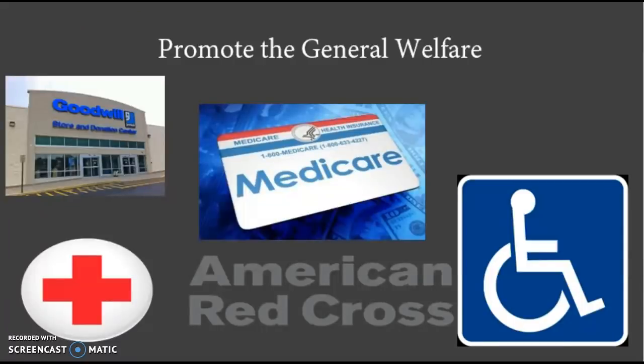Our next goal is to promote the general welfare. When we talk about promoting the general welfare, the Constitution gives the national government the means to promote the well-being of people. The national government has the power to collect taxes. It also has the power to set aside money for people who could benefit from that. So we have things like Goodwill, Medicare, Red Cross, and disability. These are all welfare programs to help the well-being of citizens.